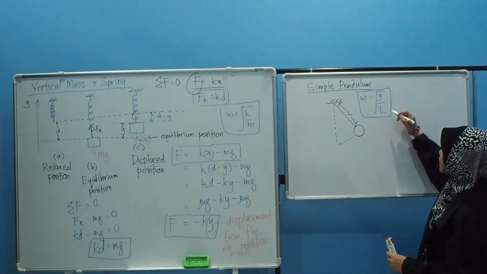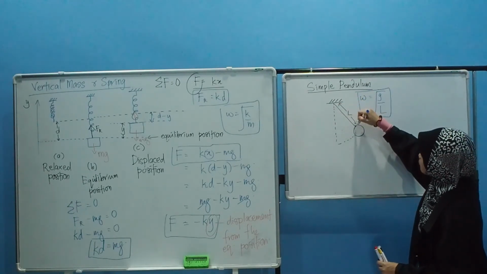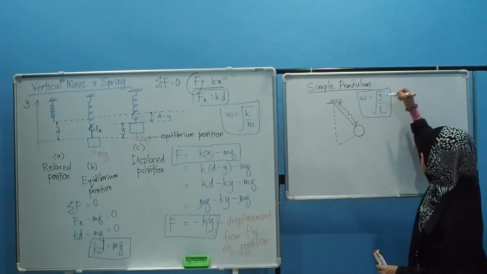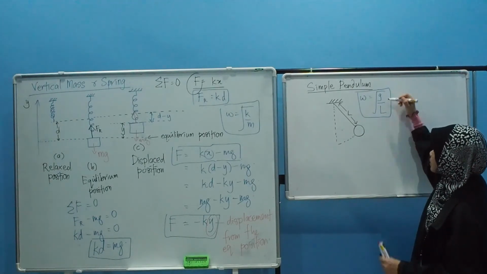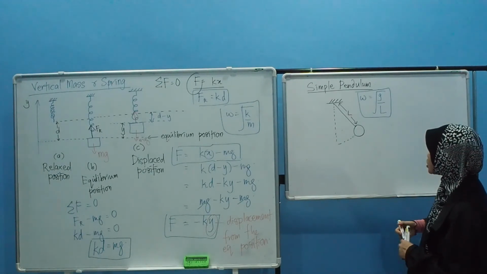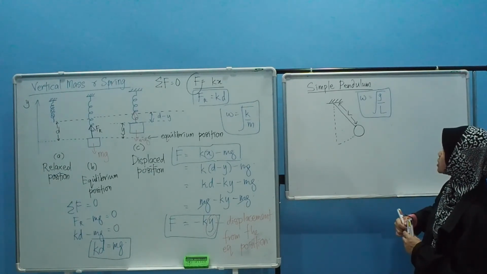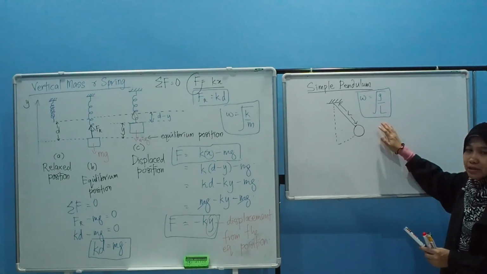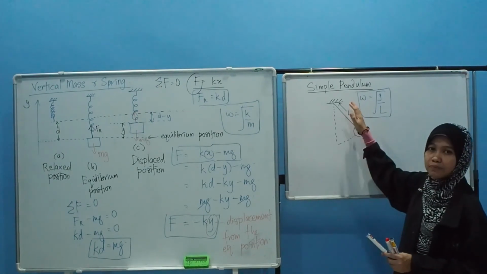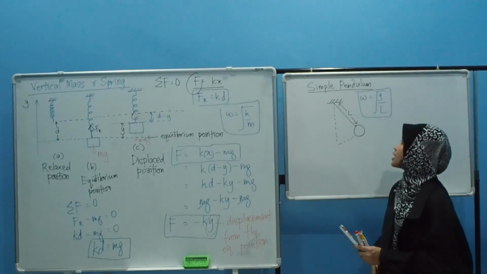where L here is the length of the string, and g is the gravitational acceleration. So you can use this equation to find the angular frequency for simple pendulum. Okay, that's all for now.